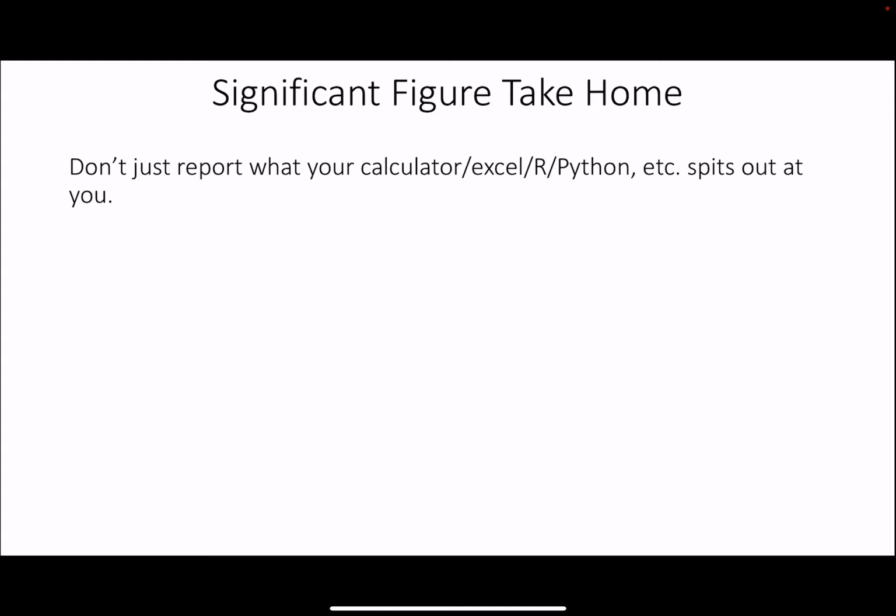So the take home, the whole reason I'm going through this is because you guys are going to do a bunch of work in the lab with standard curves, and you're going to calculate concentrations of things in seawater samples. It's really important that you don't just spit out what your calculator gives you, or R, Python, Excel, whatever it is. You have to think about how well we actually know those numbers and what's the appropriate number of significant digits to report.